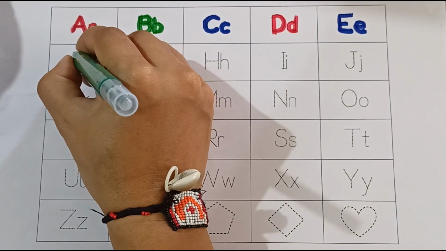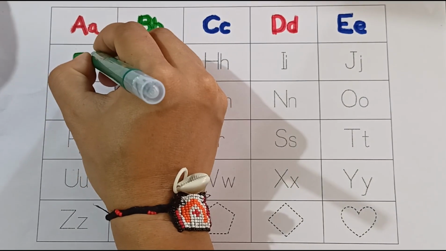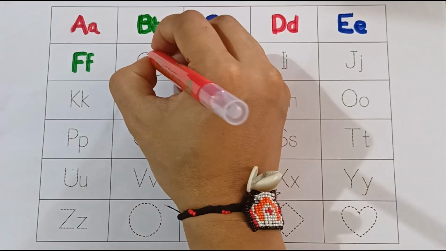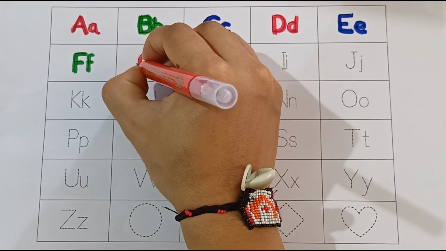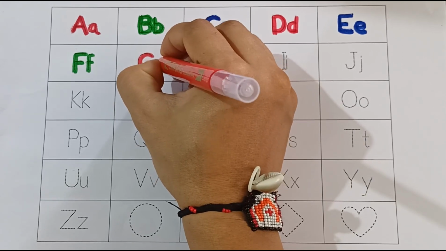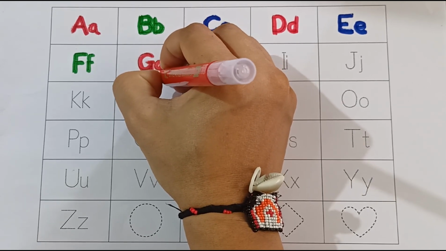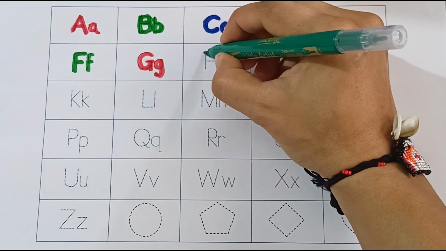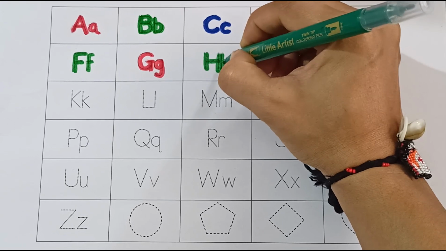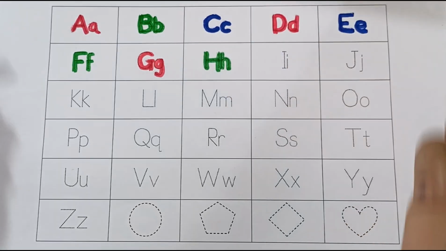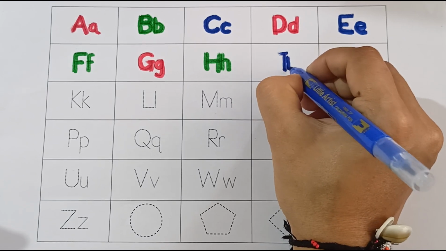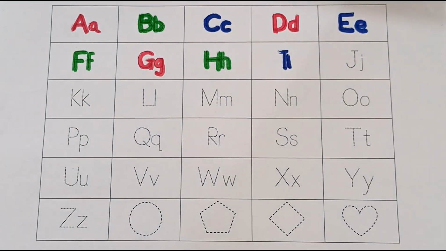This is capital F. F for flower. This is small f. F for flower. This is capital G. G for God. This is small g. This is capital H. H for horse. This is small h. H for horse. This is capital I. I for ice cream. This is small i. I for ice cream.